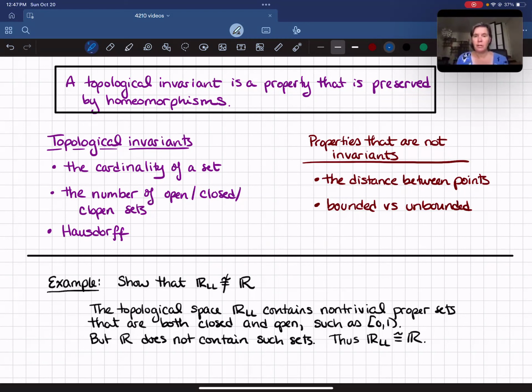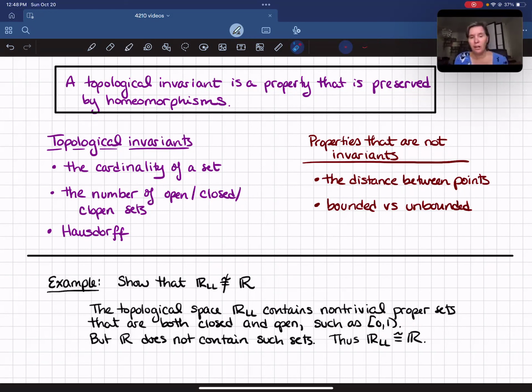Okay? So finally, as an example, let's show that R with the lower limit topology is not the same as R with the standard topology. There's a few ways we can do this, but I'll say that the topological space R with the lower limit topology has some non-trivial proper subsets that are both closed and open. What we've seen earlier this year is that this set [0, 1), including 0 but not including 1, is an open set in the lower limit topology, but it's also a closed set in the lower limit topology. So this set is both closed and open.